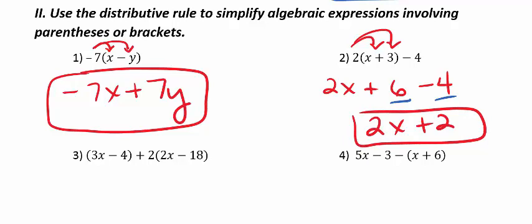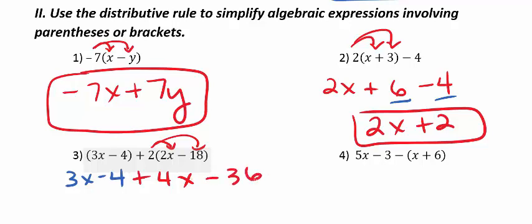There's no number in front of this parenthesis. It's just a 1. So we can go ahead and rewrite it without parentheses, because if we multiply everything by 1, we'll just get it back. But then we want to make sure we multiply this 2 by everything in this set of parentheses. So 2 times 2x is 4x, and then 2 times -18 is a -36.